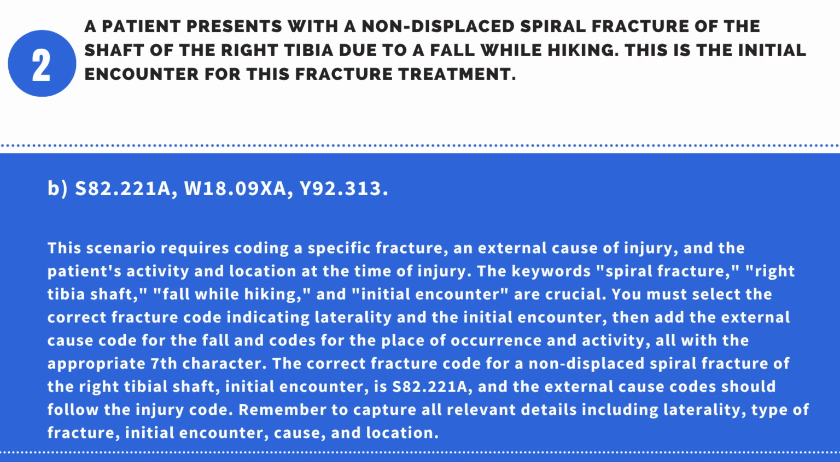The correct fracture code for a non-displaced spiral fracture of the right tibial shaft, initial encounter, is S82.221A, and the external cause codes should follow the injury code. Remember to capture all relevant details including laterality, type of fracture, initial encounter, cause, and location.